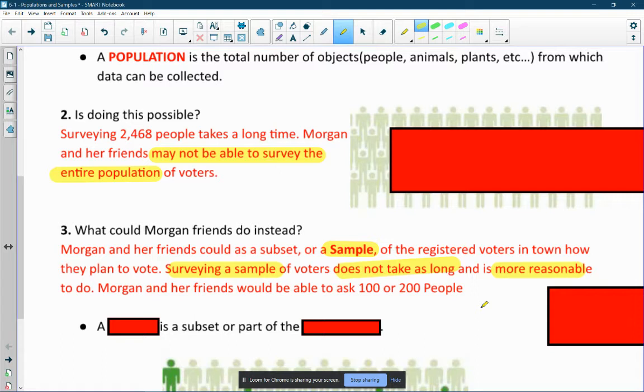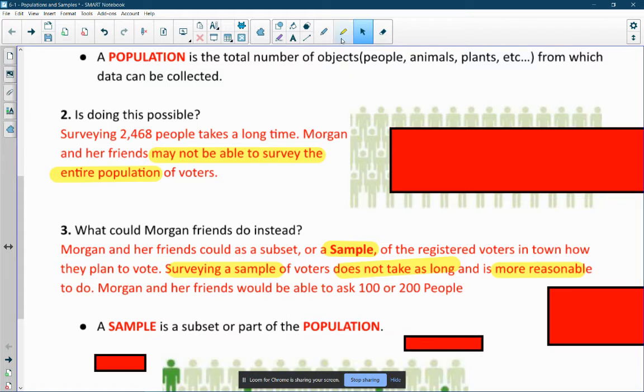So obviously, she's not going to be able to ask all the people that live in the town, but she could ask a sample or a part of. So that brings us to our next vocab word. A sample is a subset or part of the entire population. So a sample is a part of the population. If the population is the whole thing, a sample is just a piece of it.